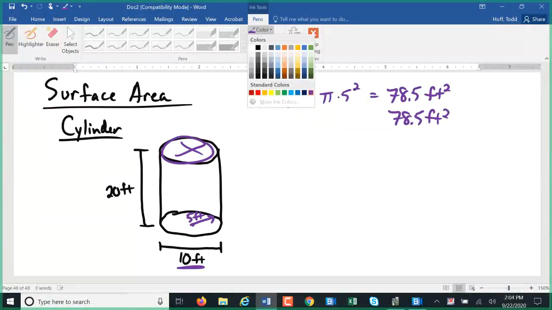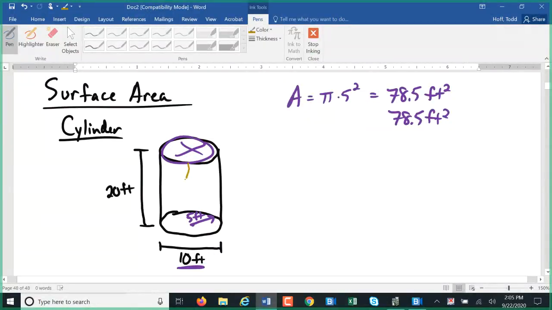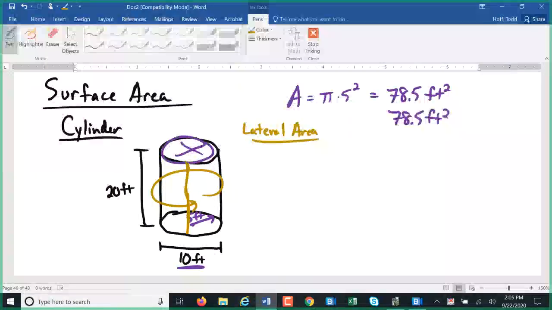So now all we need is the area of this part that is connecting the two circles. It's wrapping around, if you want to call it that. It's referred to as lateral area. We'll talk about that a lot more in a couple of weeks when we talk specifically about surface areas on all sorts of shapes. But for right now, let's say this is our cylinder. Pretend those are round on the ends. It's just a piece of paper that's rolled up.